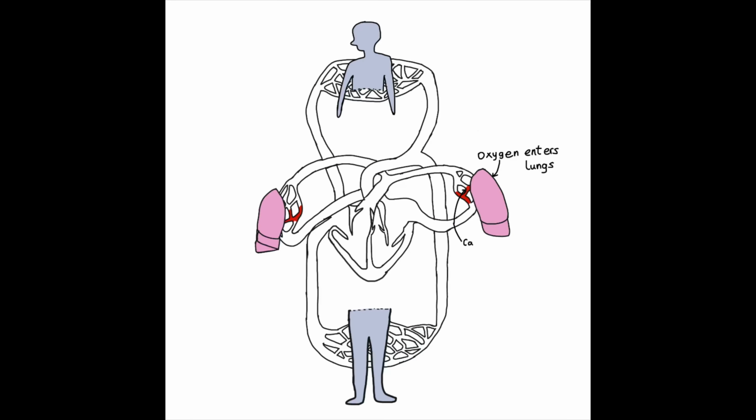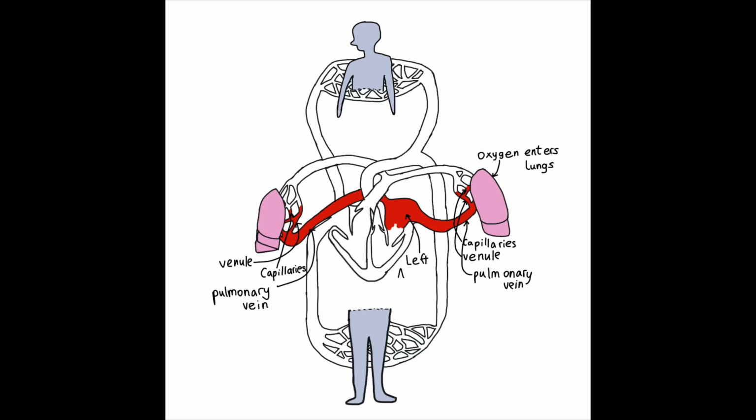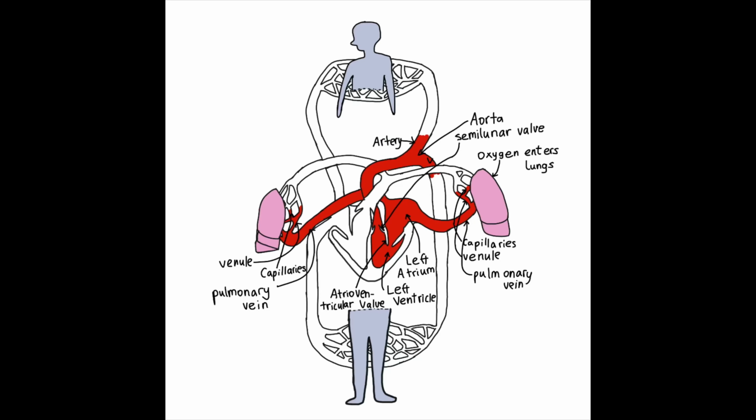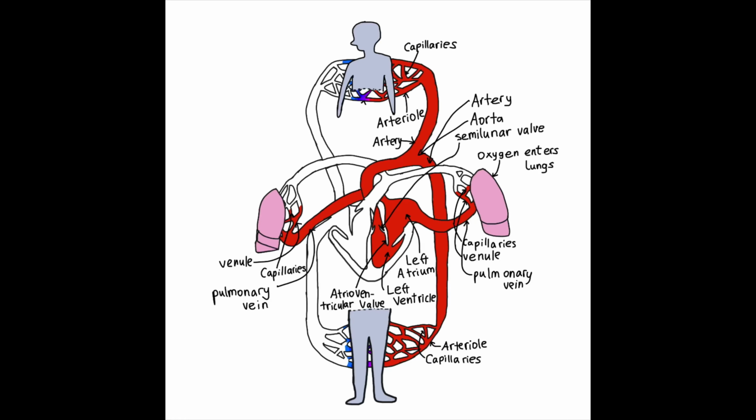First, oxygen enters the lungs and is picked up by the capillaries around the lungs, entering the bloodstream. The oxygenated blood then moves through venules and eventually enters the pulmonary vein. The pulmonary vein transfers the blood to the left atrium, from which it is pumped to the left ventricle by the atrioventricular valve. From the left ventricle, the oxygenated blood is pumped by the semilunar valve to the aorta. Arteries branch off from the aorta, transporting the oxygen-rich blood to arterioles that branch off into capillaries and transport the oxygen to the head, chest, and arms, as well as the abdominal region and legs.